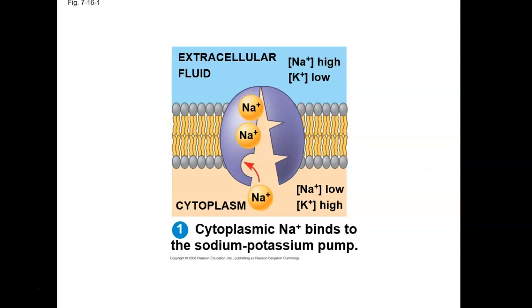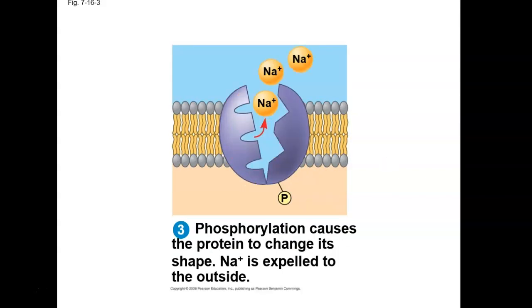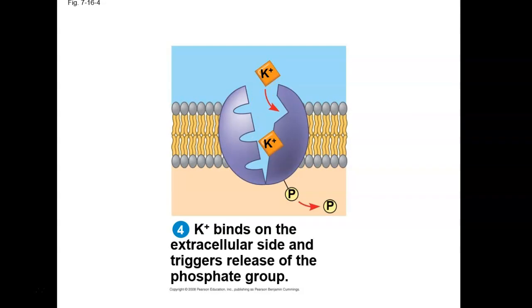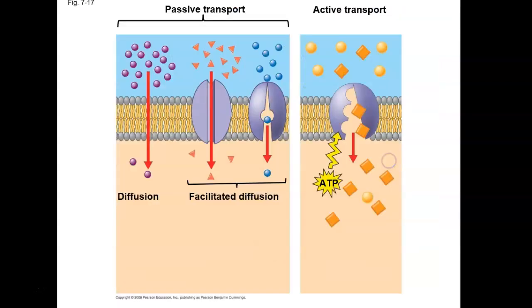It's going to move the sodium out. We're taking ATP that's going to go down to ADP. Need to move this against a concentration gradient, and we move the sodiums out. Then we move the potassiums in. And the cycle continues to repeat itself, as you can see here. Again, passive, no energy; active, energy.